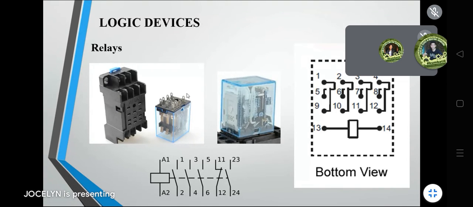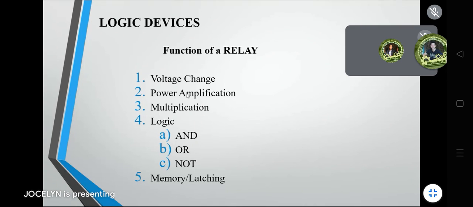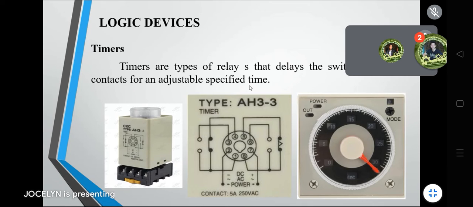Okay, so for the functions of a relay, it is a voltage change, for example from 1 to 10 milliamperes. If you want to bring it down to 5 milliamperes, we can do that, or the other way around. It could be power amplification to turn it off and turn it on. It can do logical operations like multiplication, and logic like AND, OR, NOT, and also memory latching. That is what you can do with the functions of a relay. Okay, and we have also timers. So these are the logic devices already, guys.